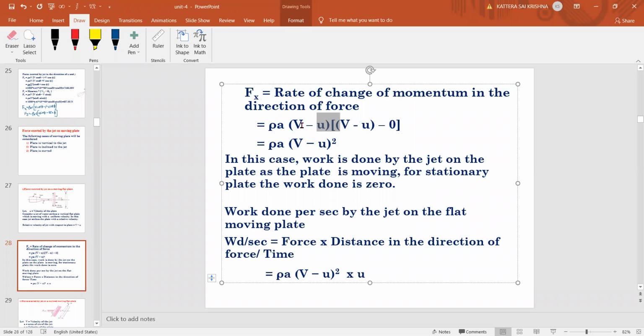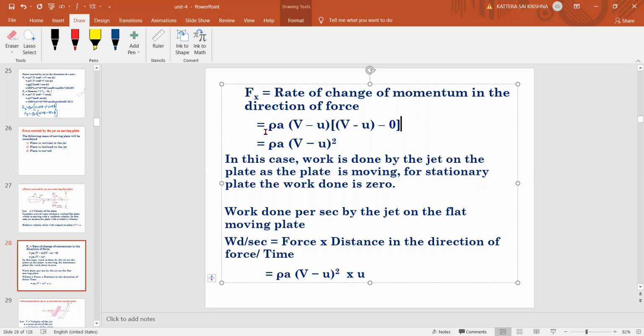For the jet, we also need to calculate the mass flow rate, that is rho a into v in case of a fixed plate. In case of a moving plate, it is rho a into (v minus u). So remember this: instead of v as the initial velocity, we need to take v minus u. That is the only difference.